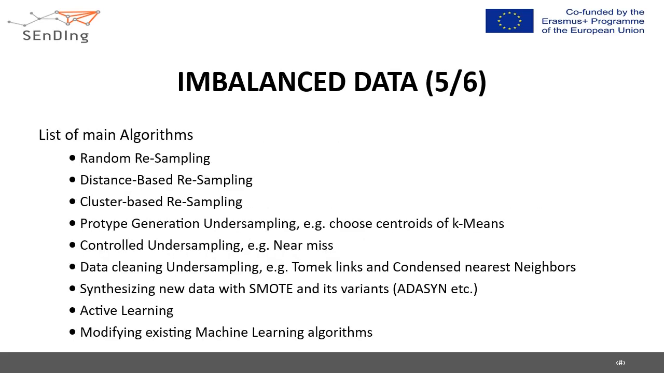List of main algorithms: random resampling, distance-based resampling, cluster-based resampling, prototype generation undersampling, e.g. choose centroids of k-means, controlled undersampling, e.g. near-miss, data cleaning undersampling, e.g. Tomek links and condensed nearest neighbors, synthesizing new data with SMOTE and its variants, AutoSyn, etc. Active learning. Modifying existing machine learning algorithms.